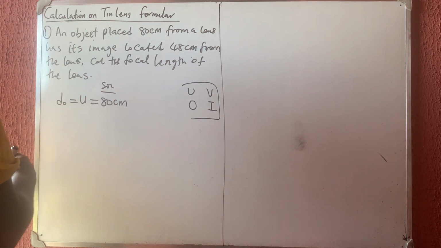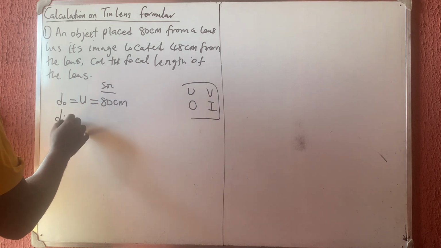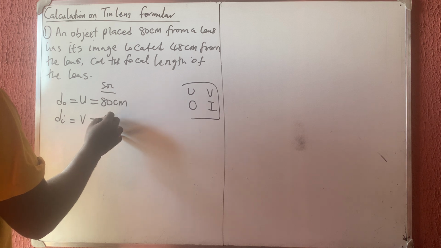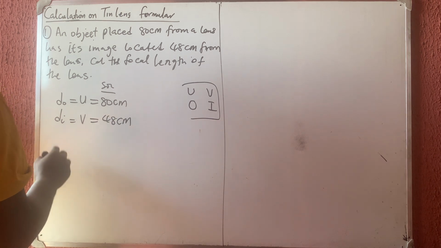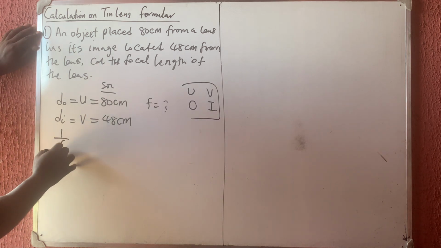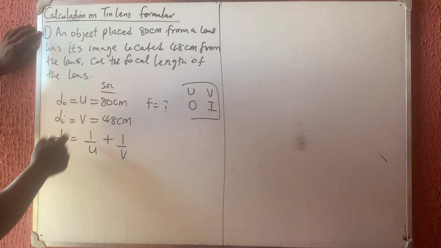Then it said that it has its image located. So this is the image distance, which is v. The image distance v is located at the 48 cm mark. Then we should calculate our f. Our f is unknown. I know that 1 over f is equal to 1 over u plus 1 over v. So what do we have now?